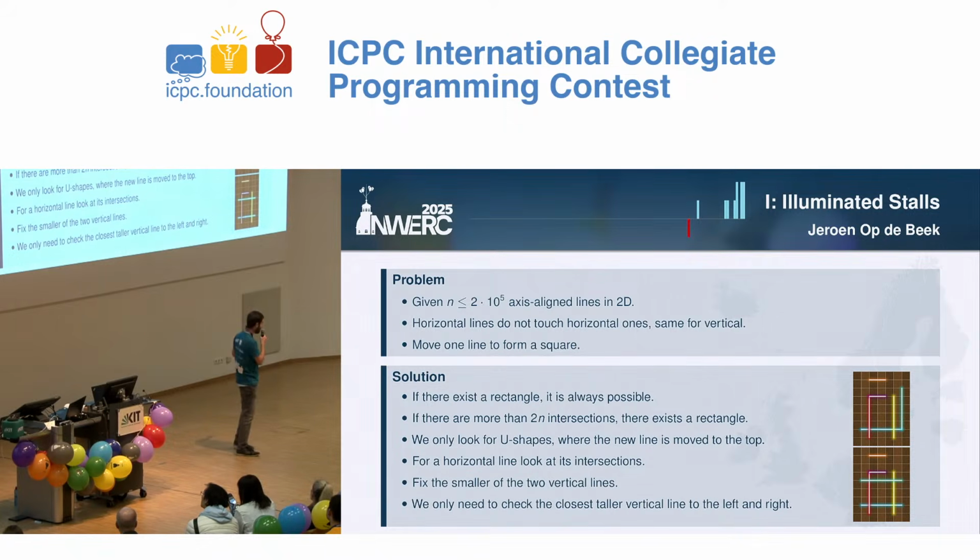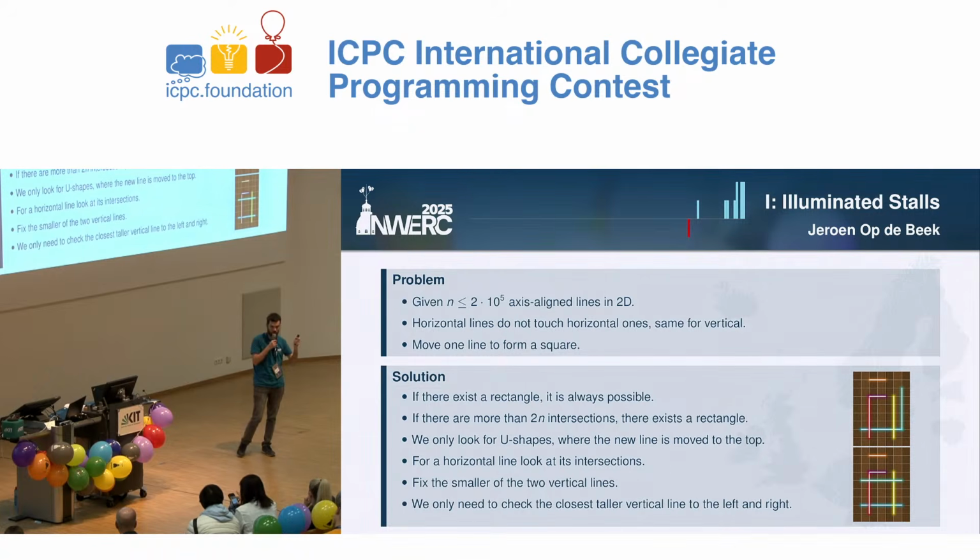And now here's the solution. So first of all, if there's some rectangle in the figure at the start, then we can always choose the shorter side and move it, and then we get a square. Okay, that's easy. But this means, and this is pretty hard, that if there are more than 2 intersections, it turns out there's always a rectangle somewhere. So it means that we only need to check for 2 intersections to generate them all. And if it's more, then we can immediately output yes.